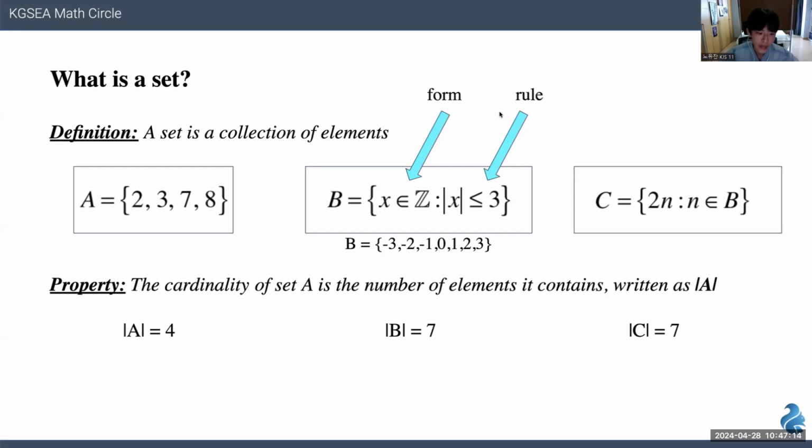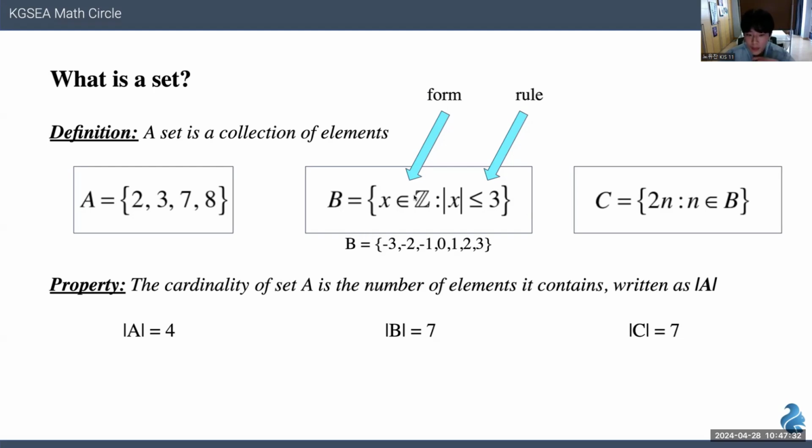And probably set A you see over here is one of the sets that you see often in those competition problems. So set A is a collection of the elements 2, 3, 7, and 8. Really simple. But now you go to sets B and C, it gets a bit complicated.